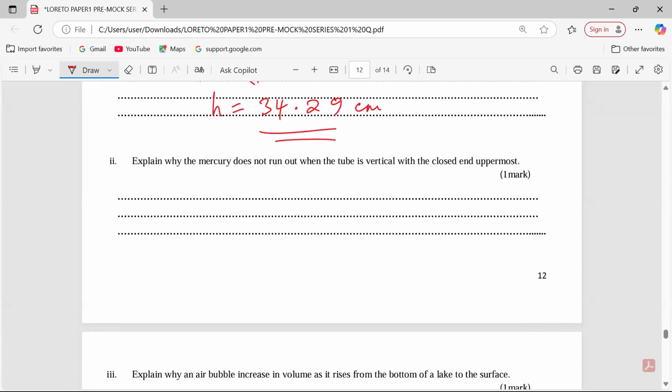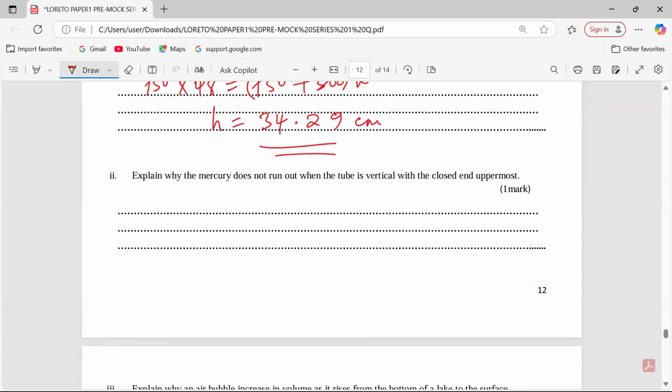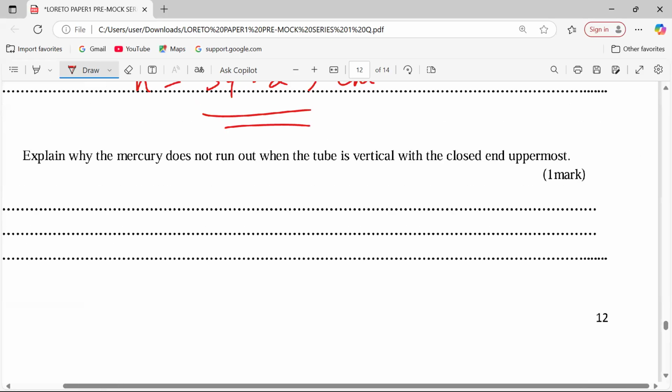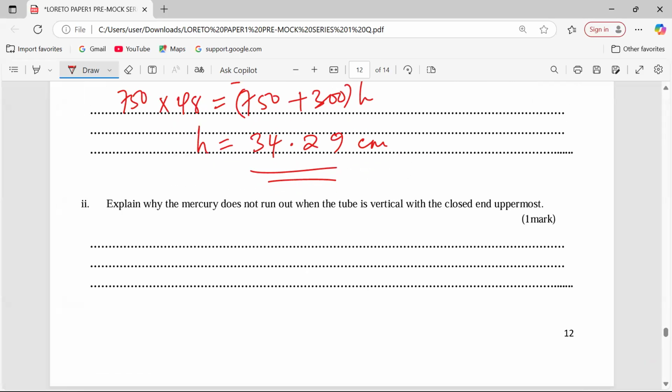Can we talk about Roman 2? Let us see. Explain why mercury does not run out when the tube is inverted with the closed end. When we invert it this way, the mercury thread is going to be here, air shall be here, and atmospheric pressure shall be acting there. Why does the mercury thread not flow out?